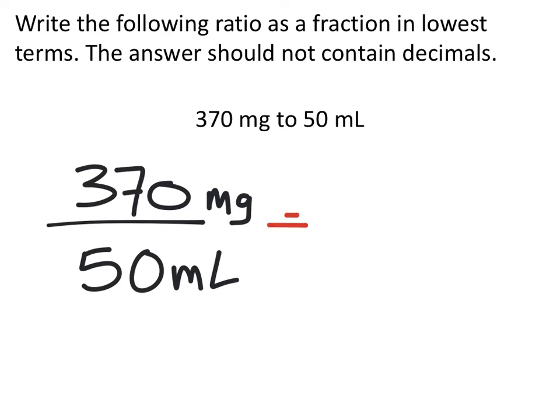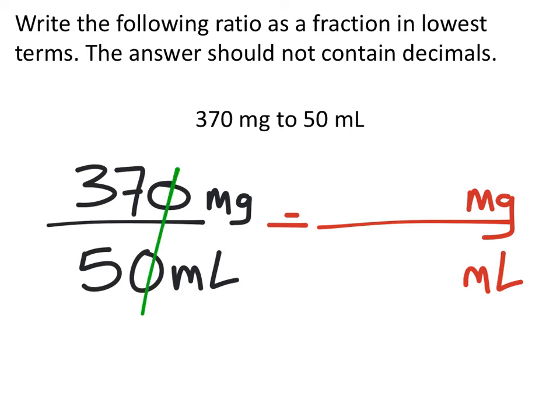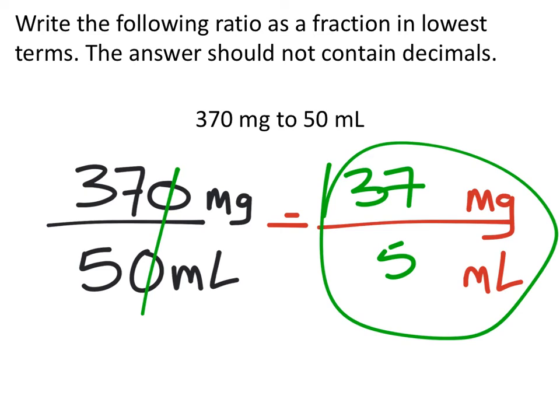So we're not actually looking to change the labels on this one. We got milligrams to milliliters. That's the same ratio we want. It just needs to be simplified. And I would have noticed that the zeros could have been canceled out right there to make this 37 milligrams to 5 milliliters. And I'm done.